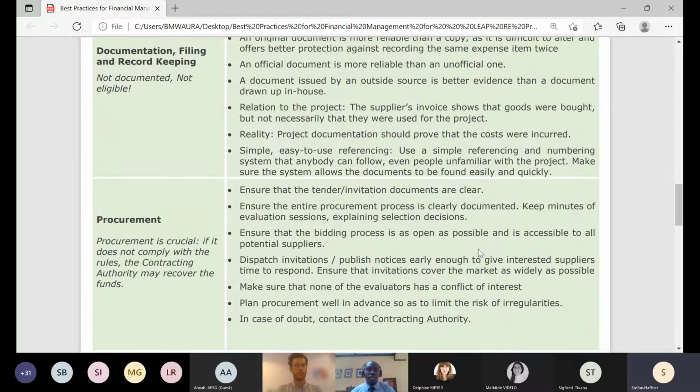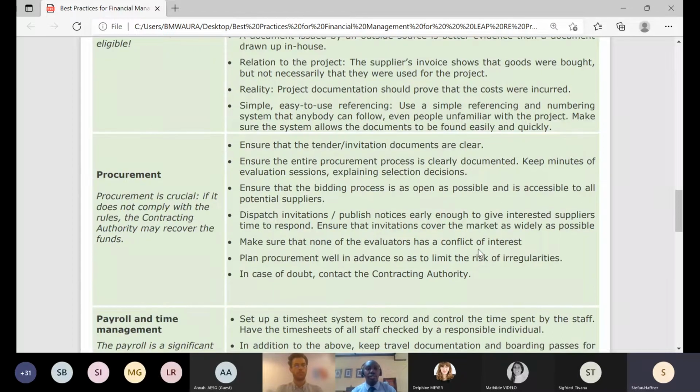The other aspect that is quite important is the management of procurement. And you'll agree with me that procurement is very crucial, especially for this action, LIPARI.